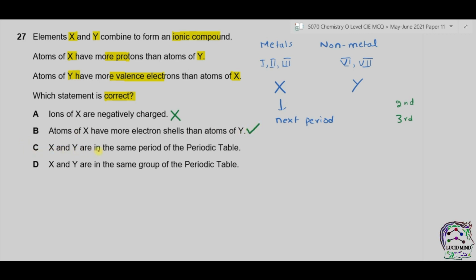Part C, X and Y are in the same period of the periodic table. This cannot be true because X has more protons than Y, so as Y is at the end of the periodic table, X must be in the next line. Part D, X and Y are in the same group of the periodic table. This is also wrong because X is a metal and Y is a non-metal, and in the same group, either metals are present or non-metals are present. The correct answer is therefore part B.